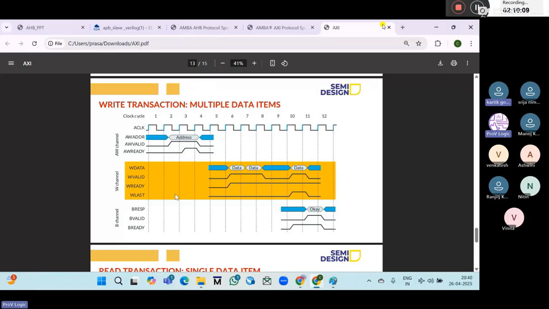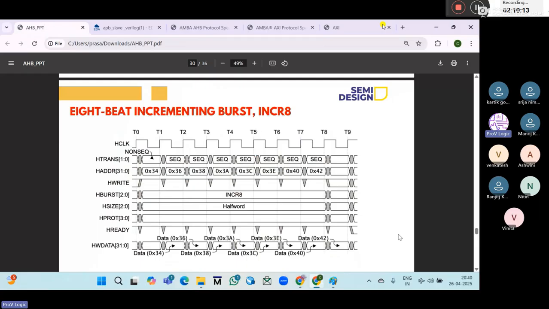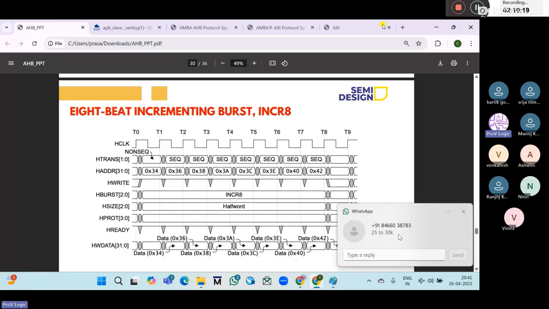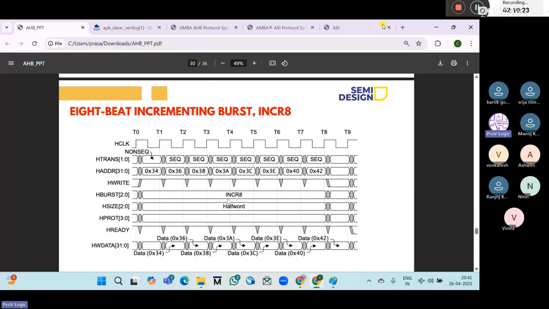The AHB protocol won't support non-aligned access, but AXI supports it. In AXI, aligned transfers are optional if you want to take them, but in the AHB protocol it is mandatory.